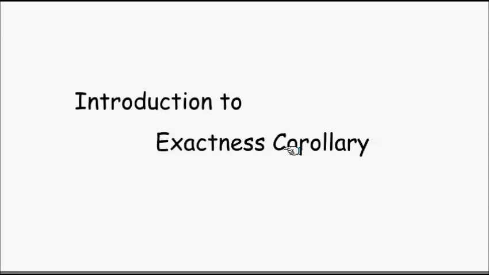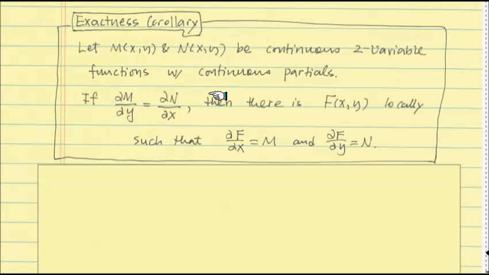Hi everyone, in this video I'd like to introduce this exactness corollary. It's about differential equations in differential form. So it looks something like this. M and N are two variable functions with the condition being continuous, and its partial derivatives, both for x and y, are continuous. Actually, both partials are not necessary, but it's easy to say, so that's how they phrase it.